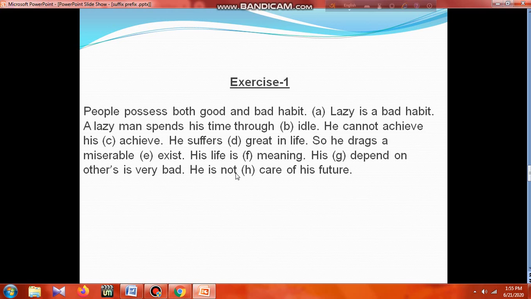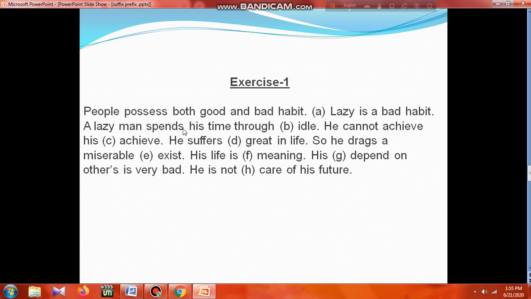Now we will solve an exercise regarding suffix and prefix. Let's see. People possess both good and bad habits. Lazy is a bad habit, so it should be a noun. So laziness. We learned a rule that if y is there, it is dropped and i is added in the case of adding -ness. So it will be laziness. We'll see the answer below.